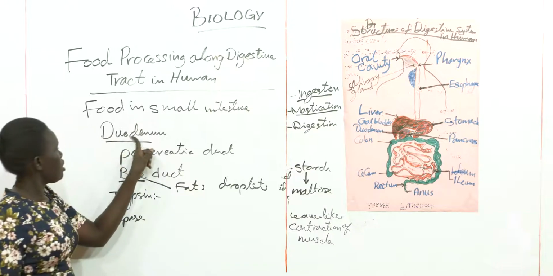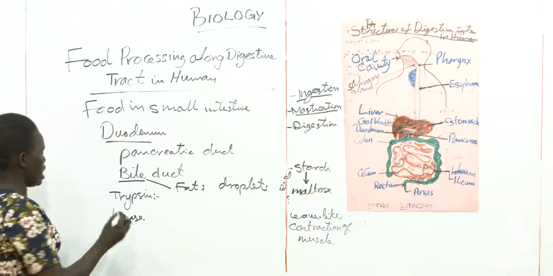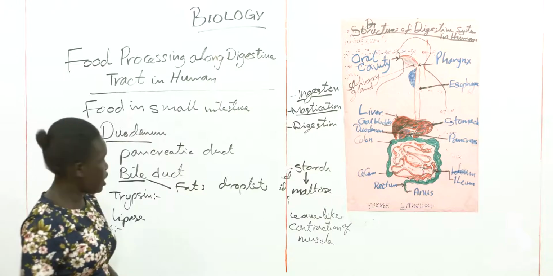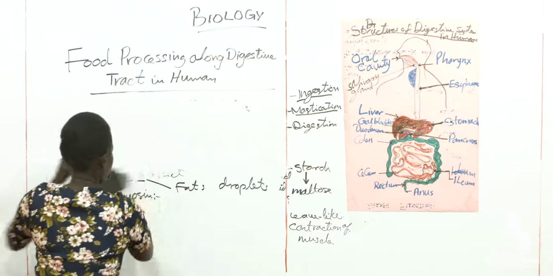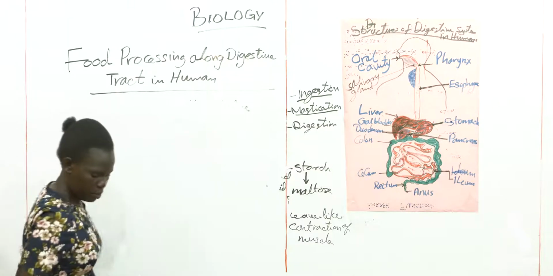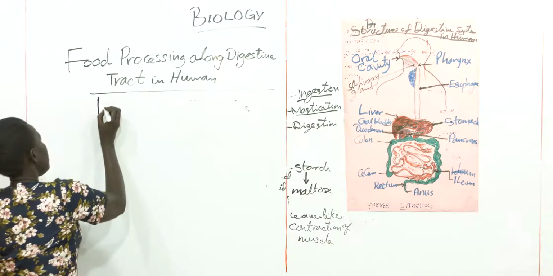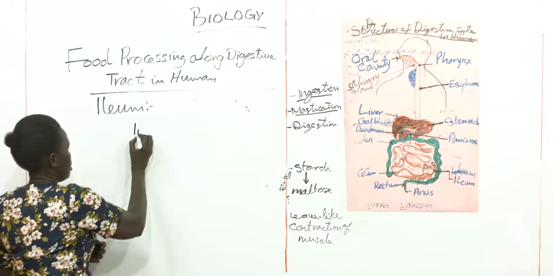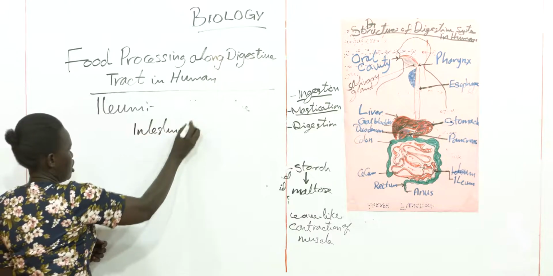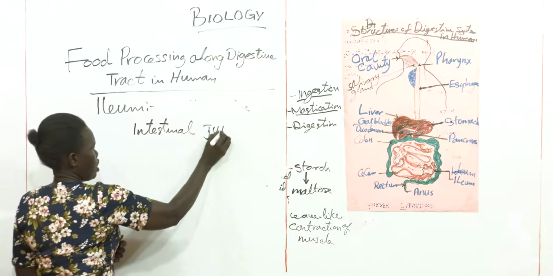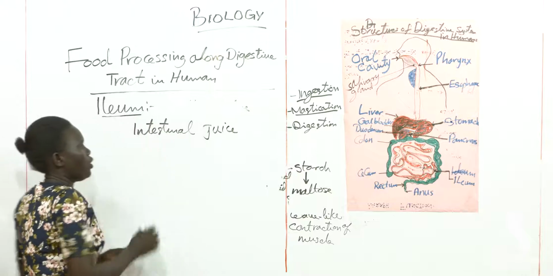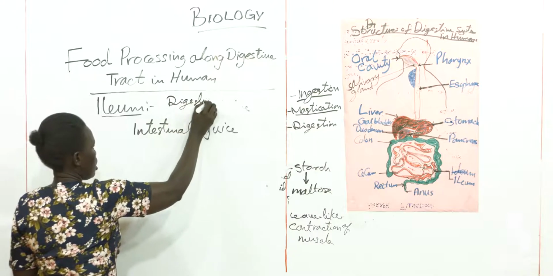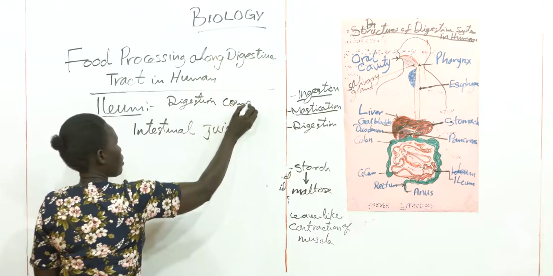After all this is done in the duodenum, now the food moves into the ileum. This is the lower part of the small intestine. In the ileum, we have intestinal juice. And this is where the digestion gets completed.